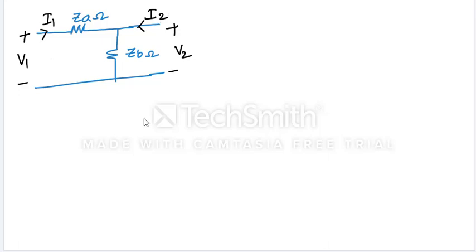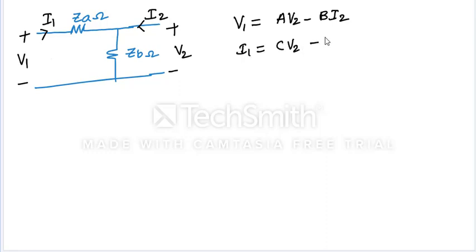Now we know the ABCD parameters. T parameters means ABCD parameters. We can write the equations once. For the equations of ABCD parameters, V1 is equal to A V2 minus B I2, and I1 is equal to C V2 minus D I2.